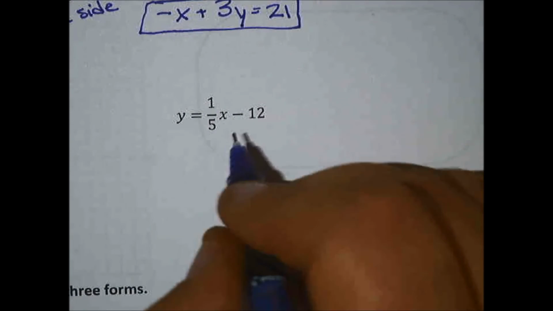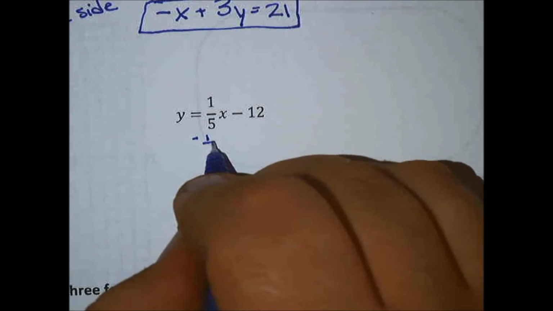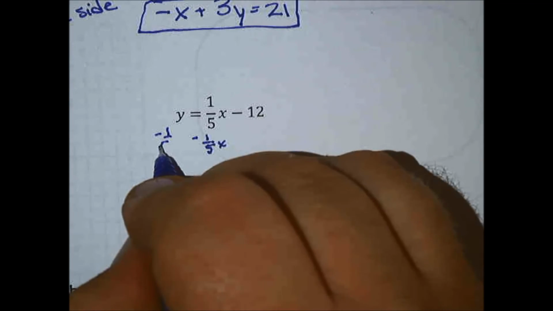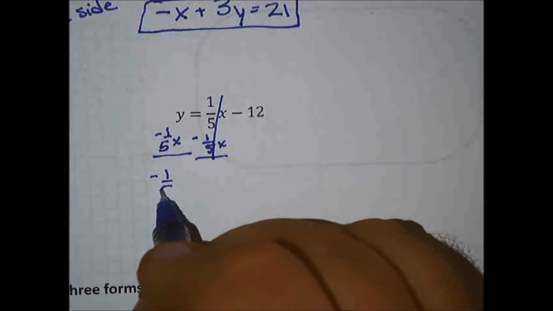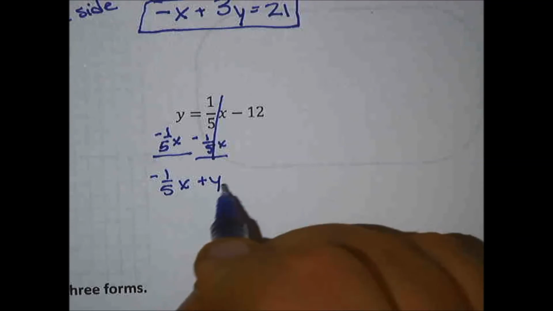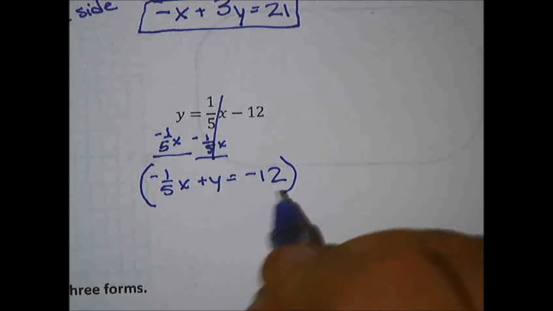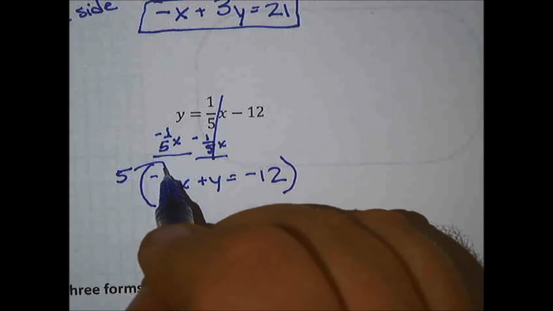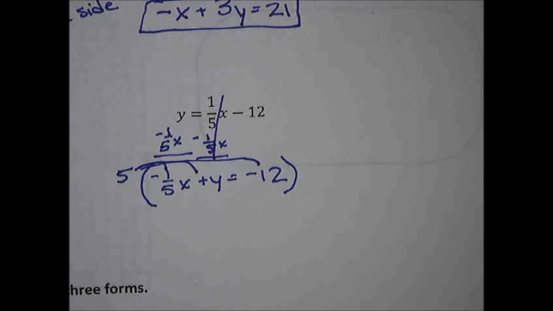Okay, welcome back. Hopefully you were able to kill that fraction after you got x and y on the same side. We'll subtract 1/5 x minus 1/5 x. Cancel those out, and I have negative 1/5 x plus y equals negative 12. Really, this conversion is pretty easy. The only issue is when you do have a fraction that you have to get rid of that.